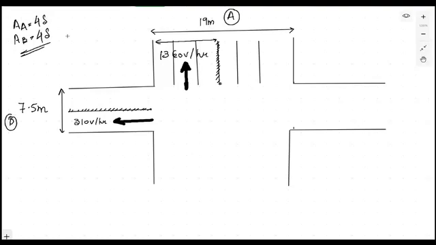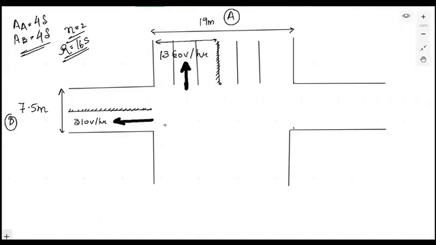Now, what they are saying is that the number of phases is 2. We have a 2 phase system. And the total red time they have provided us is 16 seconds. This is the total red time. These are the things which they have provided us in the question.